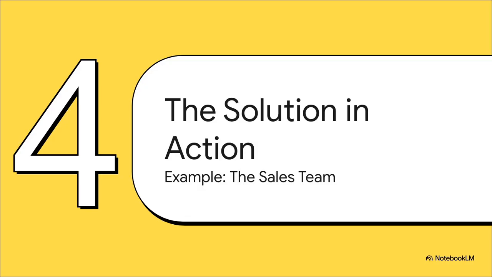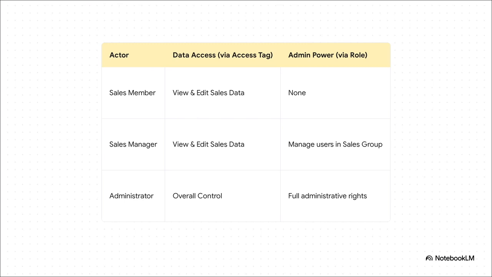Okay, that's enough theory. Let's make this concrete and see how it all comes together in the real world. Imagine you're setting up the permissions for your company's sales team. Check this out. A regular sales member gets an access tag that lets them view and edit sales data. That's it, no admin power. But the sales manager gets the exact same data access, but we've also given them a custom role. And that role lets them do one thing, add or remove people from their own sales group. They can't touch anything else. That's safe delegation in action. It frees up the main administrator to focus on the big picture. See how clean that is?